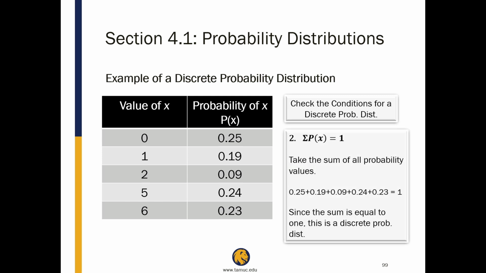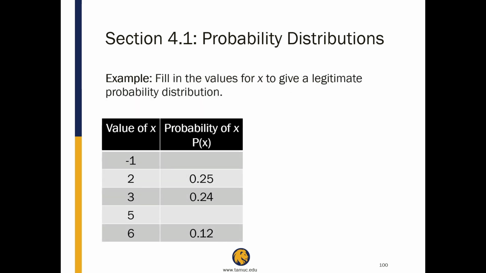The second criterion was that the sum of all the probability values must equal 1. So if we add up the numbers, 0.25 plus 0.19 plus 0.09 plus 0.24 plus 0.23, they add up to 1. So since the sum of the probabilities is equal to 1, this is a discrete probability distribution.